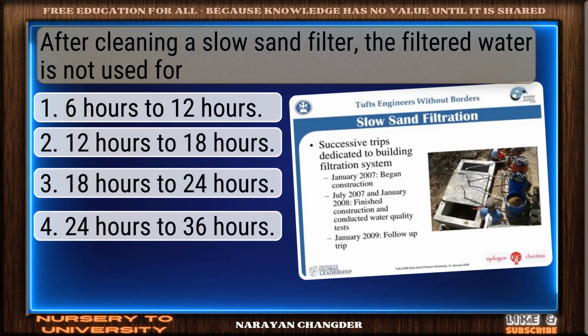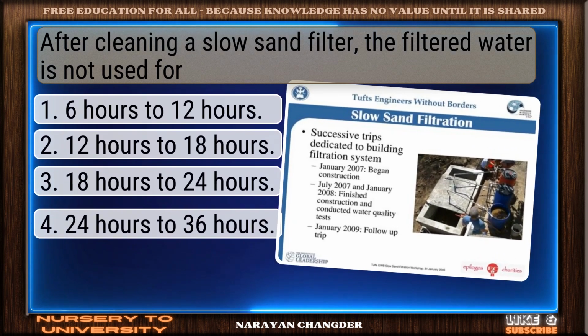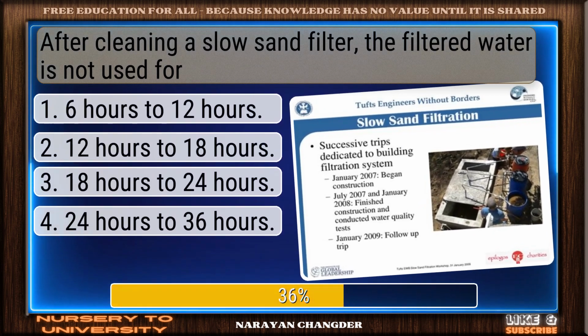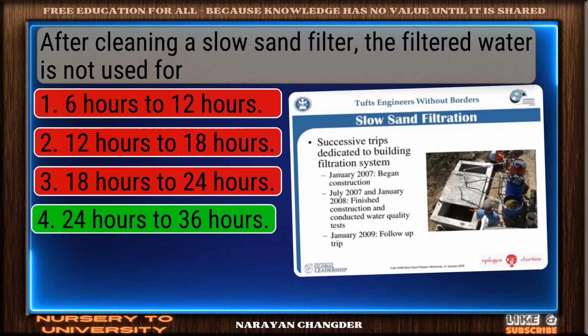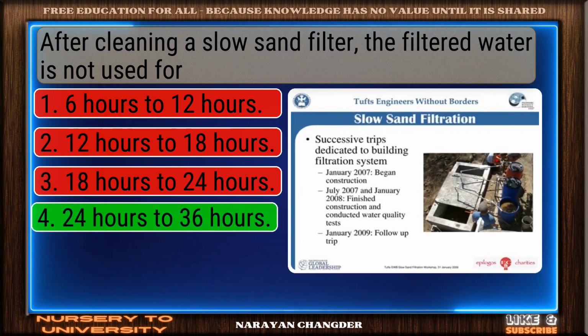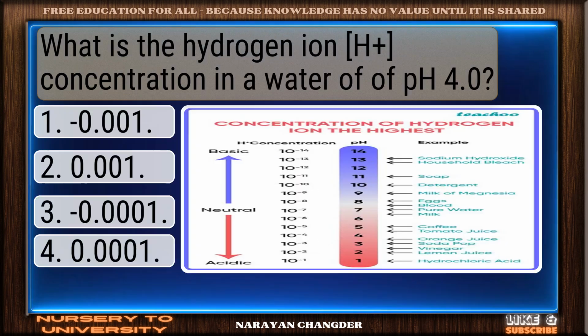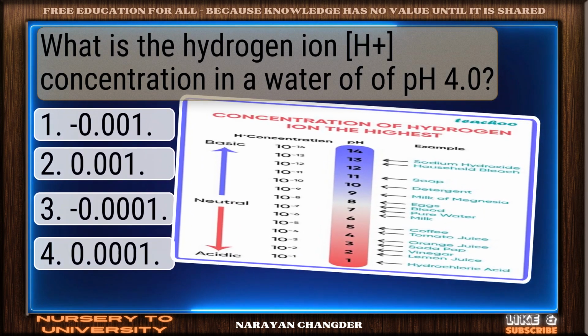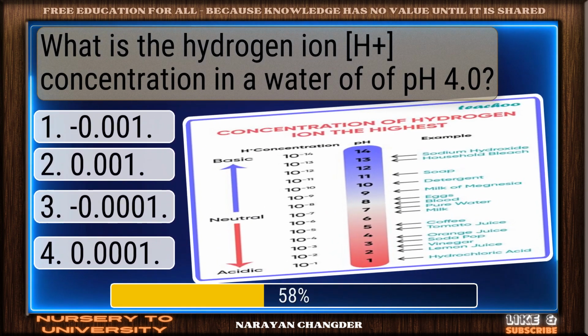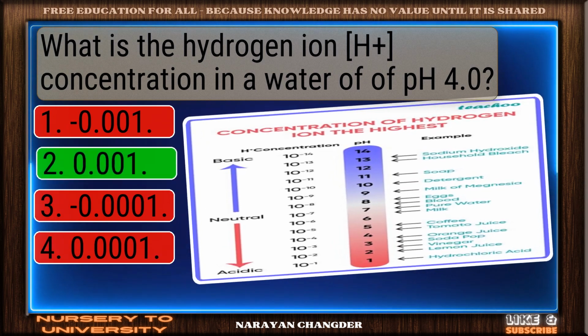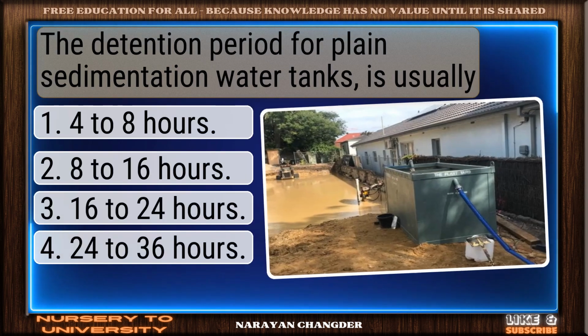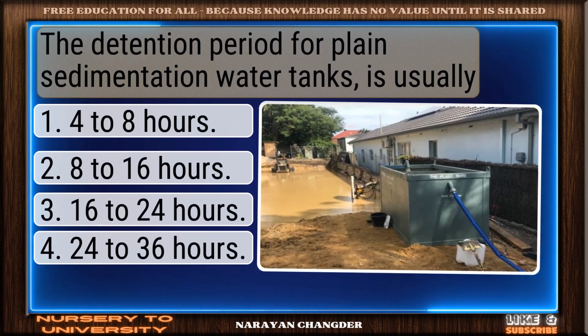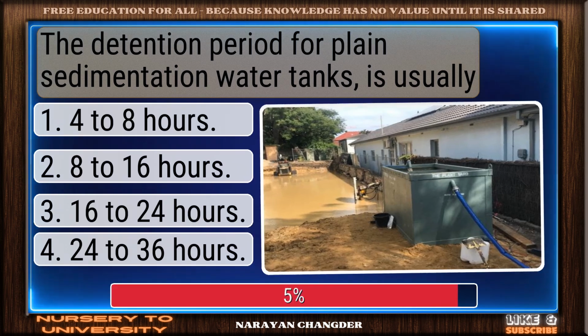After cleaning a slow sand filter, the filtered water is not used for. Sharp thinking. 24 hours to 36 hours is the right choice. What is the hydrogen ion concentration in a water of pH 4.0? Bravo. 0.001 is. The detention period for plain sedimentation water tanks is usually.